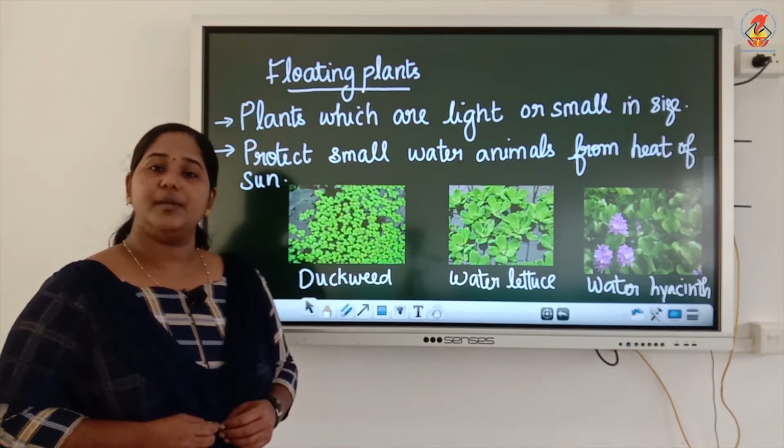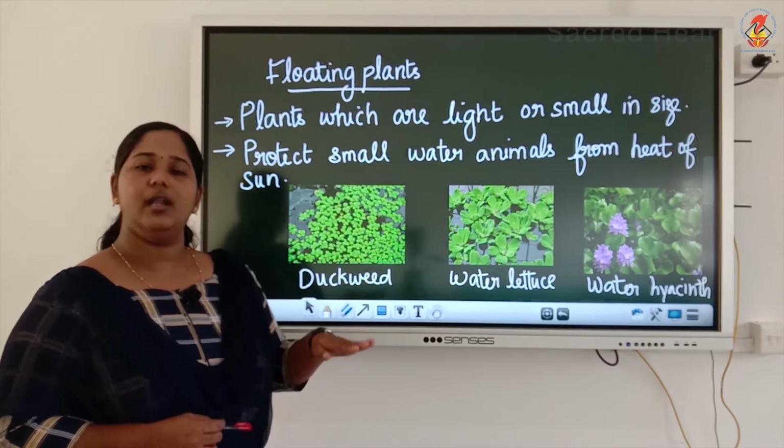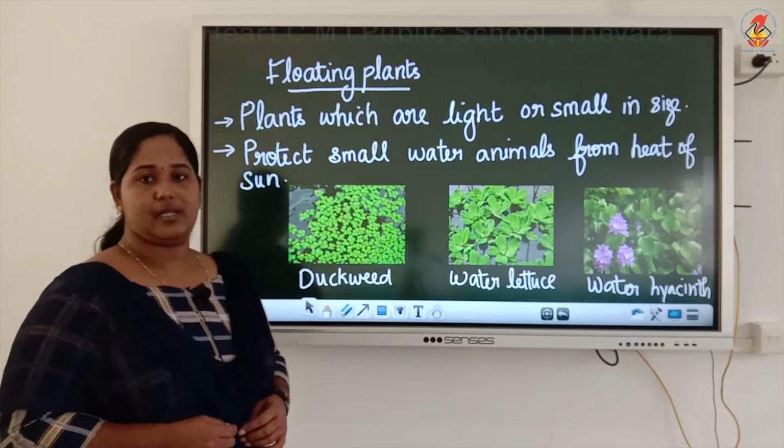The roots of floating plants are not fixed to the water bed. Water bed means the soil under the water. So as it is not fixed, they can easily move along with flowing water. And these are the examples of floating plants.